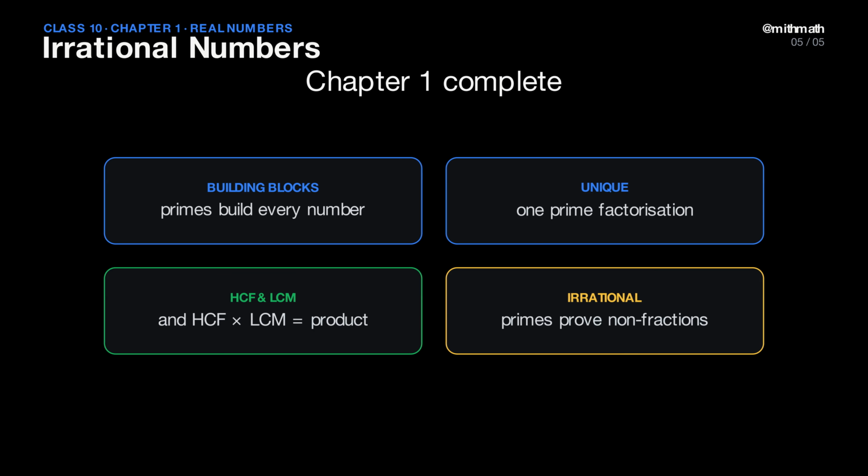We saw that primes are the building blocks of every number, that this factorization is unique, that it hands us the highest common factor and lowest common multiple, linked by their product. And finally, that these same primes prove some numbers can never be fractions. From building blocks to irrational numbers, all from one simple idea. Well done!